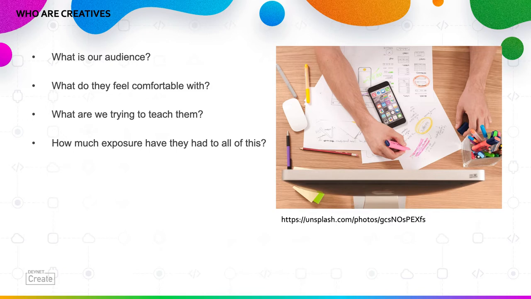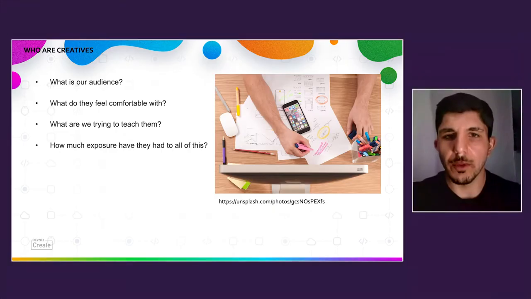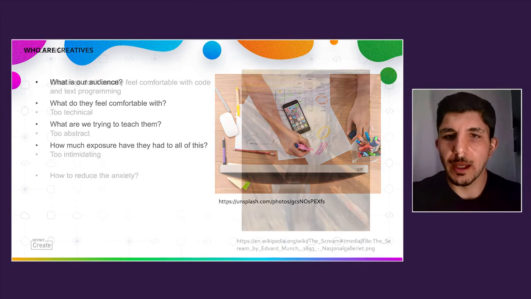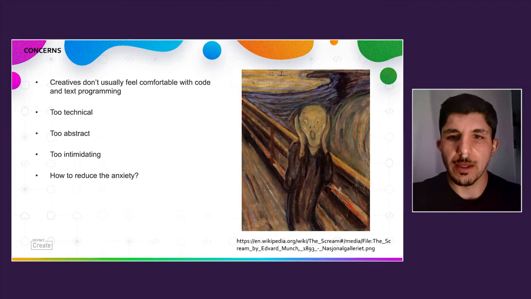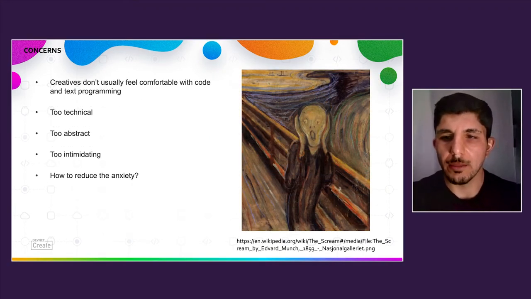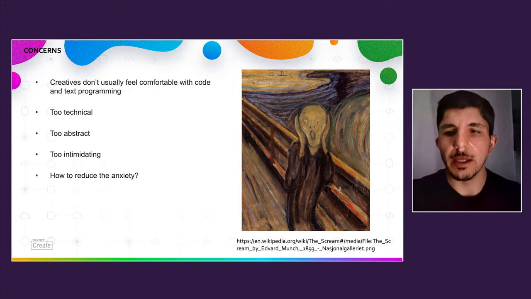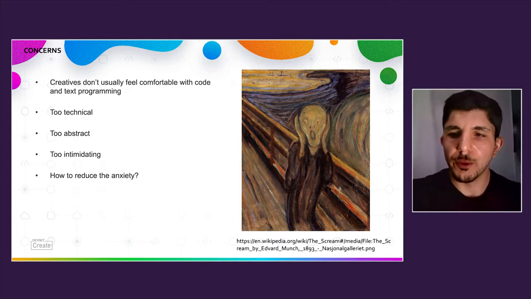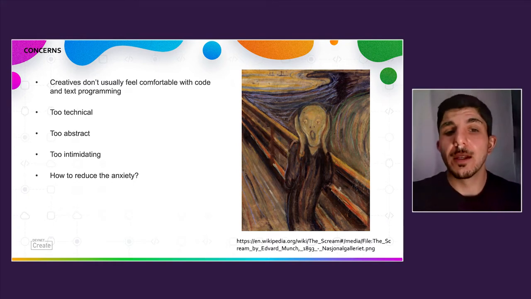So what are they comfortable with? What are we trying to teach them that we can explain to them? Have they had exposure to any of this? We have to really learn that first before we did a deep dive in all this. And when it comes to anything with code or programming, with text, creative people in the background, architects, that could be not even in any kind of design field, usually feels a little too abstract, technical, intimidating, and kind of like, I don't know this stuff, this is crazy. So how do we reduce that anxiety? How do we make them feel comfortable with the idea of computational process and coding and all that?